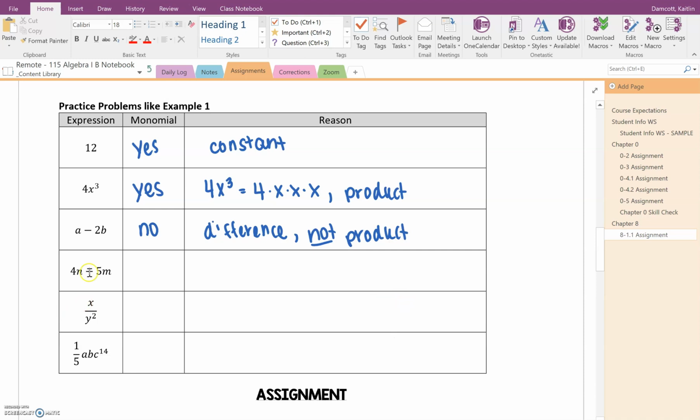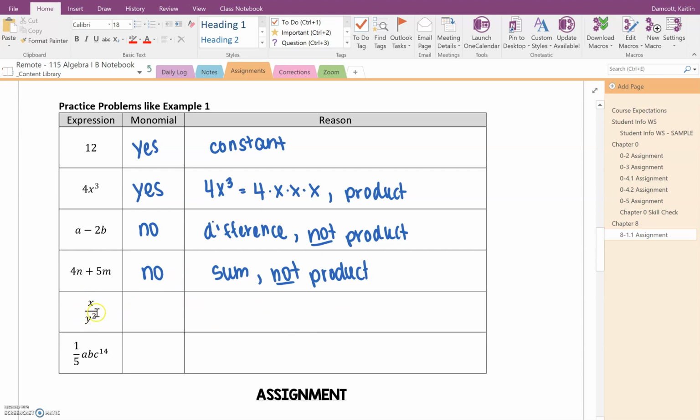Okay, for the next one, we have 4n plus 5m. So 4n and plus 5m. This one is another no. The reason being is that this one is a sum. So this one we are showing addition, and it is not a product. You can't have addition, you can't have subtraction. Those are not monomials.